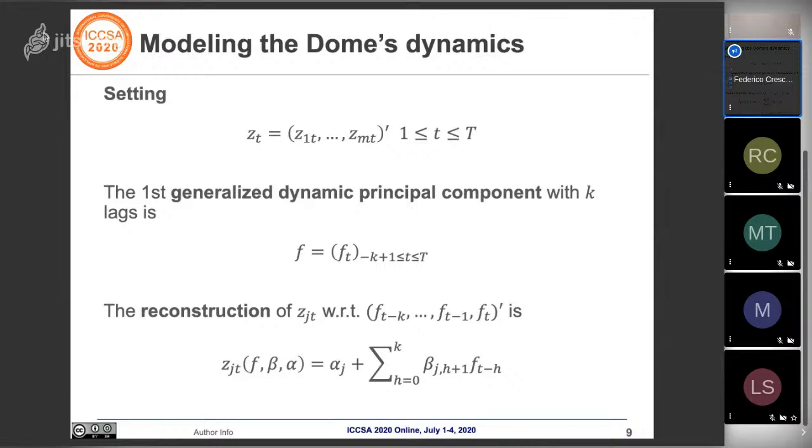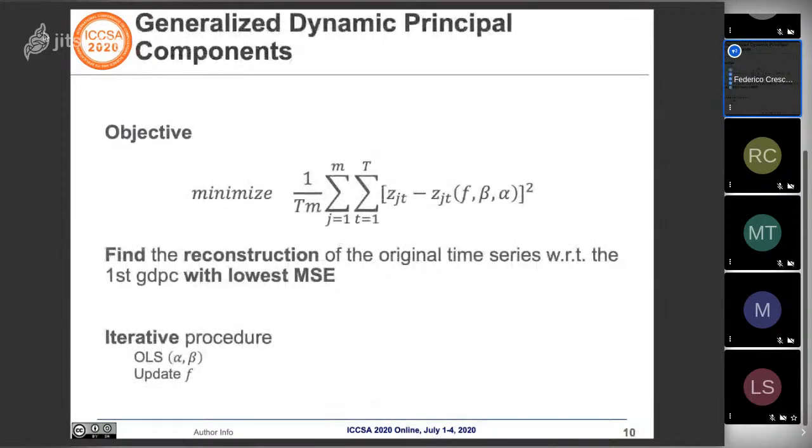So the idea is that we have a common underlying pattern beneath each time series, which is latent and we do not observe it. And the objective is to find the best reconstruction of the actual time series using the first generalized dynamic principal component by minimizing the mean square error of the difference between the actual values and the ones that we reconstruct. The procedure goes iteratively. Basically, and very broadly speaking, alpha and betas are estimated via OLS, and then F is updated. And this procedure goes on until convergence.